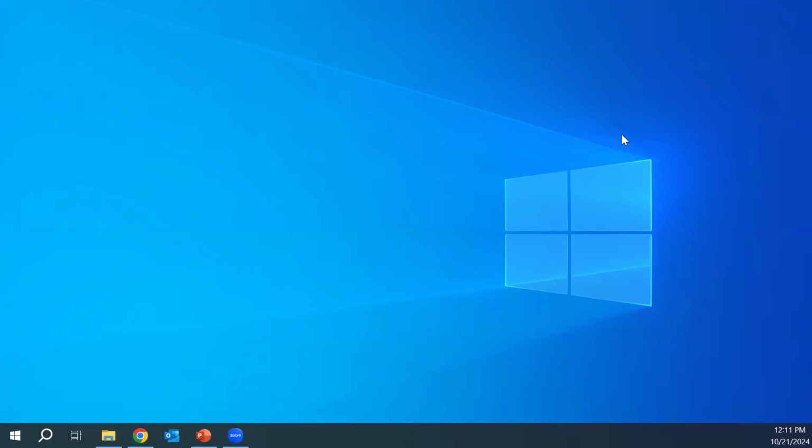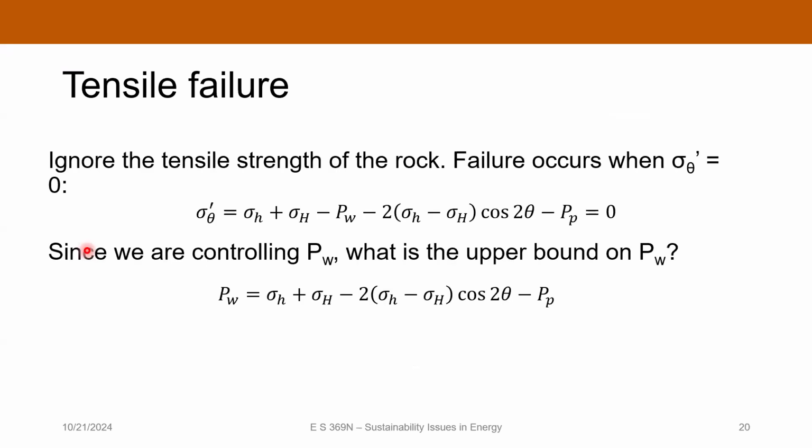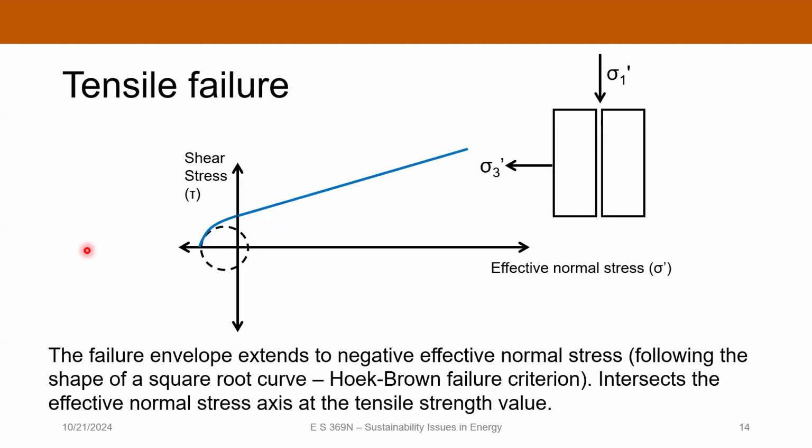So you may remember that on Friday, we were talking about failure. And this was in the context of drilling a hole in the ground, which is basically what you're going to be doing if you're doing geothermal drilling. You're drilling holes in the ground. And so we talked about two different types of failure. Remember, let me go back to this Mohr-Coulomb diagram.